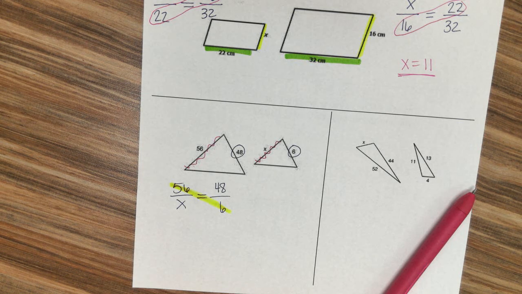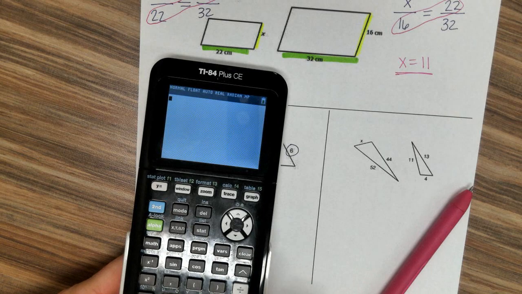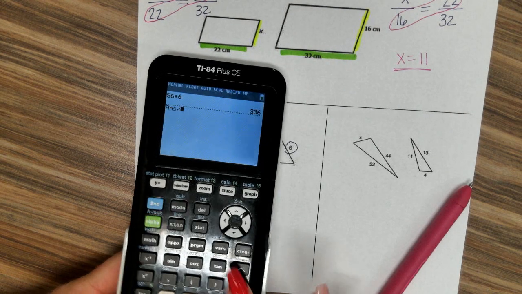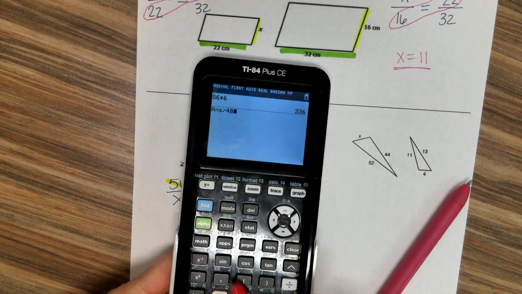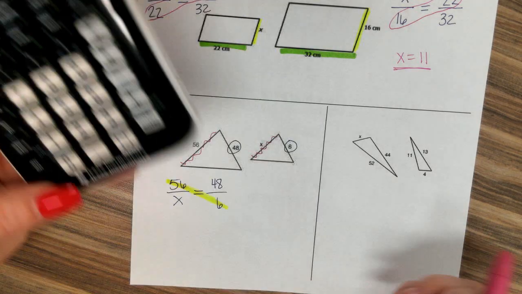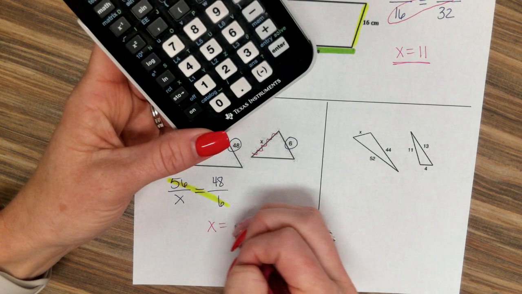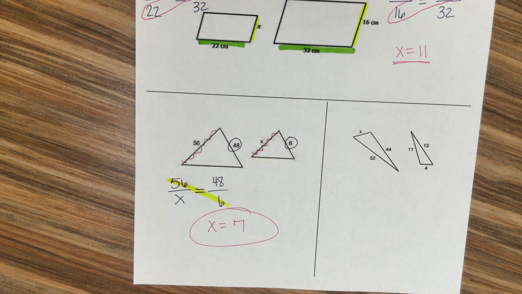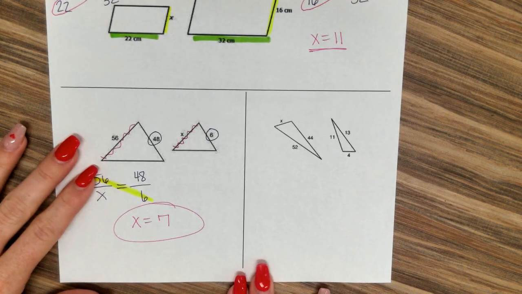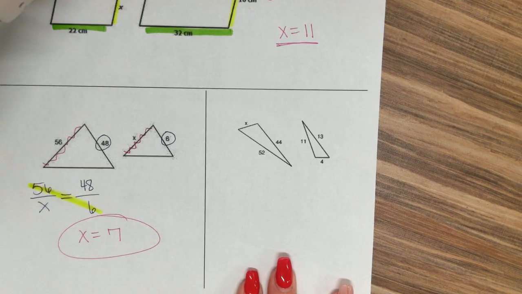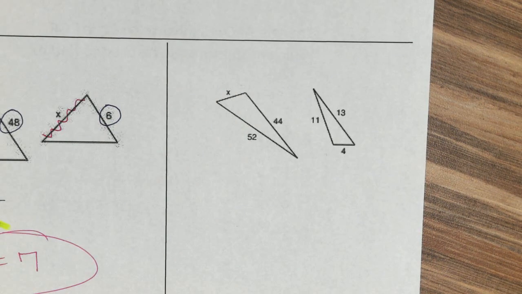All right, so 56 times 6. And then divide by the leftover number, which is 48, which is 7. So x equals 7. Any questions? Now look at the next one.